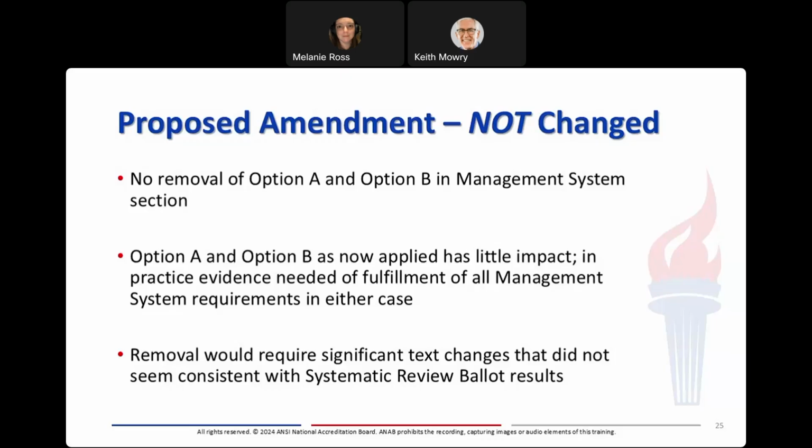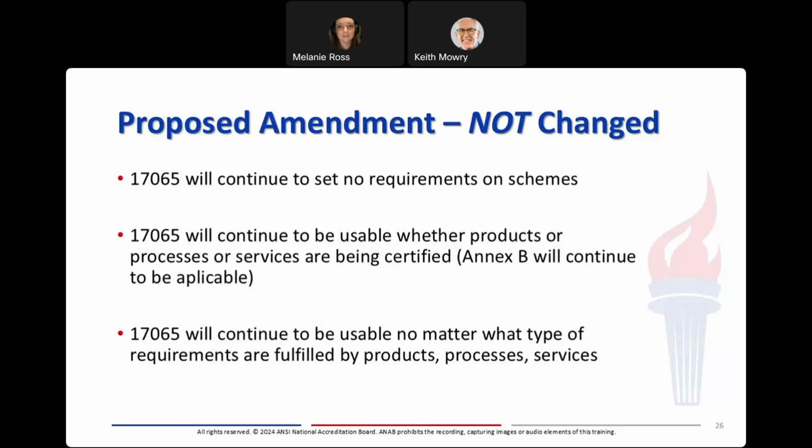So we thought, in our amendment proposal, should we address this? In the end, we came to the conclusion that removing option A and option B would probably have required a significant change in the text, or perhaps even the numbering and structure of the clauses in 17065. We didn't think that was really justified, especially based on the results of the systematic review, where the whole document was really confirmed as is. So 17065 will continue to set no requirements on schemes. There is absolutely nothing that changes in that regard.